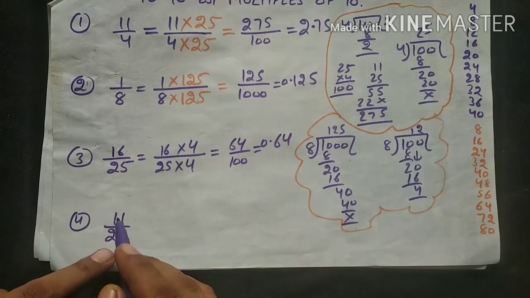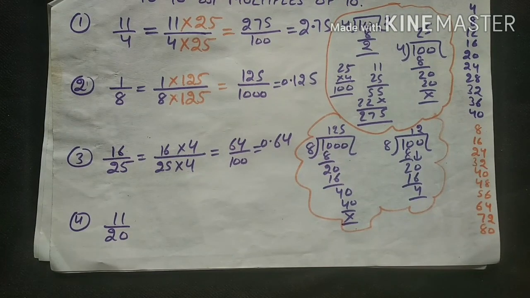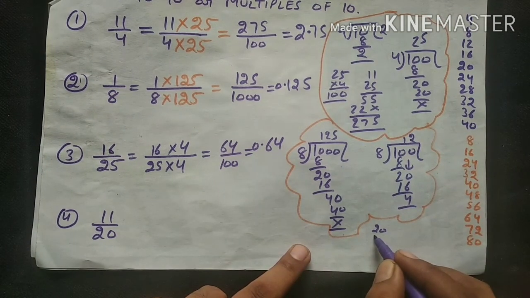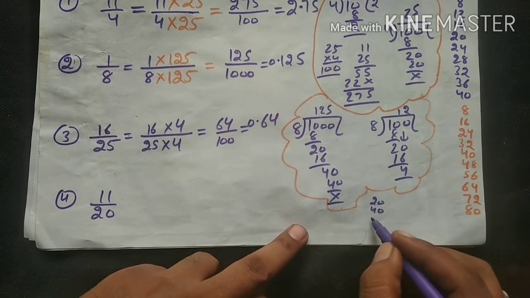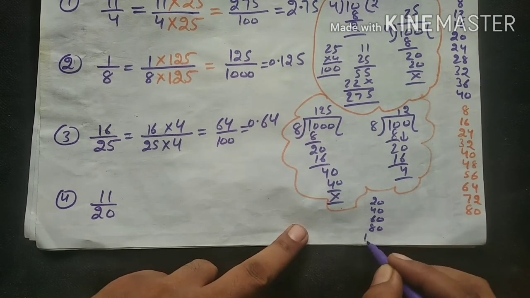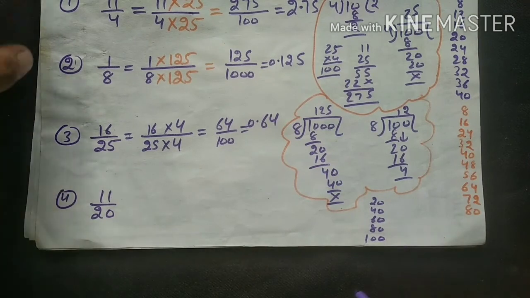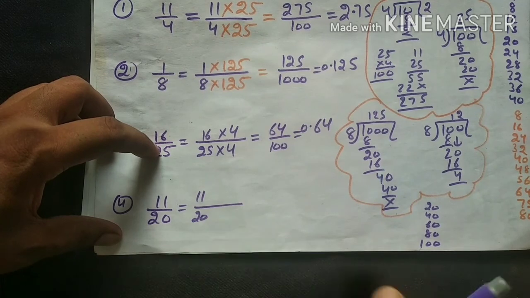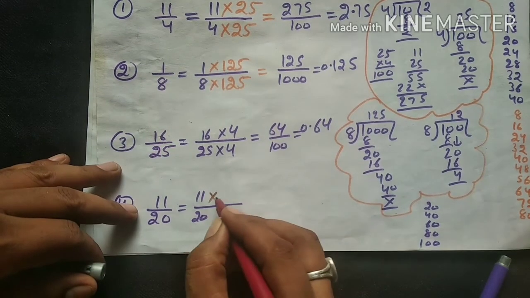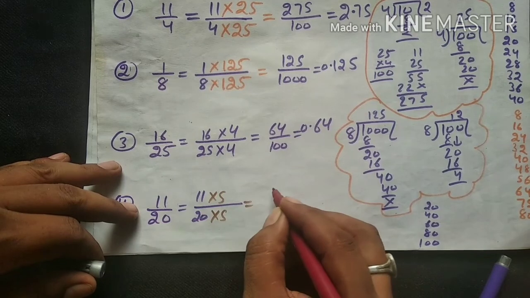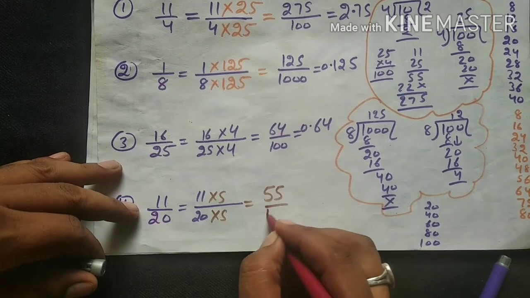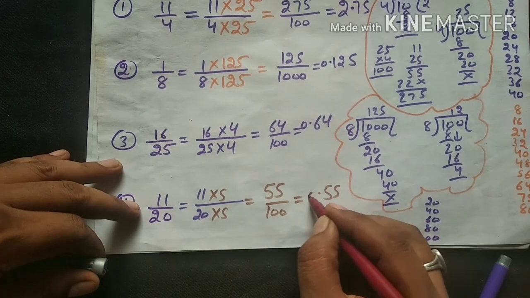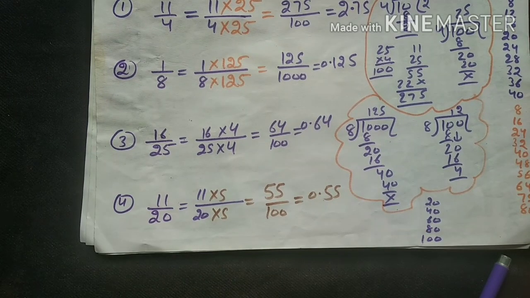Now you can see 11 by 20. If you count the table of 20, that is very easy. 20 ones are 20, 20 twos are 40, 20 threes are 60, 80, and then 100. Then at the 5th place you get 100. So 11 by 20, multiply by 5 and multiply by 5. Now this is 55 over 100. Now the answer is 0.55.